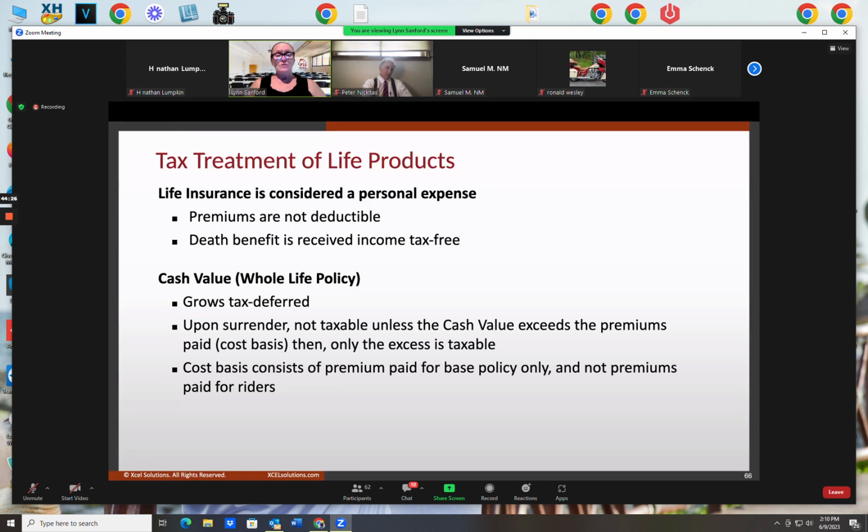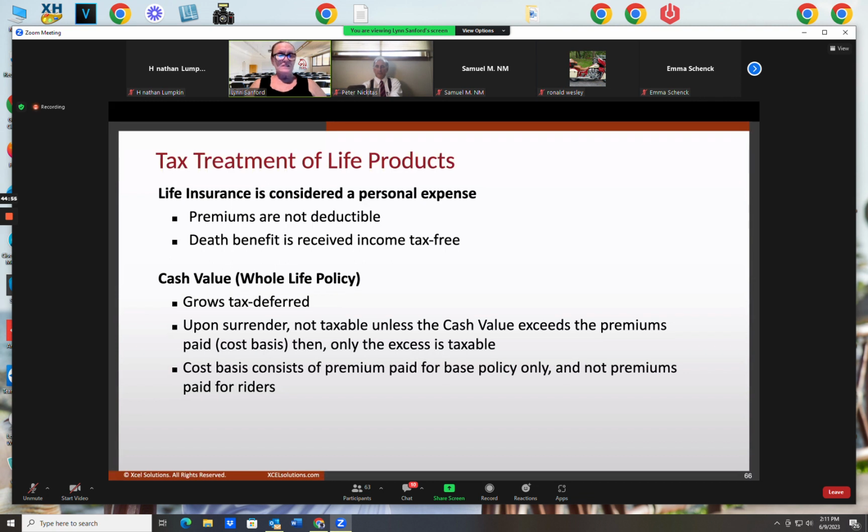So when you surrender the policy, you're not going to pay tax on the premiums you paid into it. That's your cost basis. But when you surrender it, you will pay tax on anything that's considered growth. That's money you receive above the cost basis of the premiums you have paid into the contract. So upon surrender of a cash value life insurance policy, it's not taxable unless the cash value exceeds the premiums paid into the contract, known as your cost basis. Then only the excess growth is taxable.